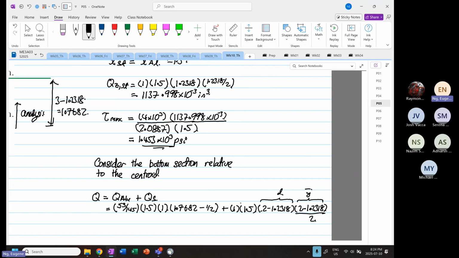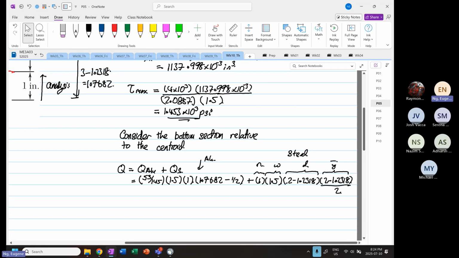This is our depth. This is our width. And this is our end. So this is for the steel. Okay. And this part is for the aluminum. Okay, as I said, I've not done this before. I think the answer should be the same.